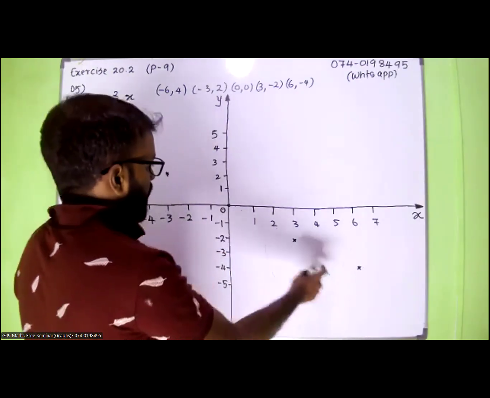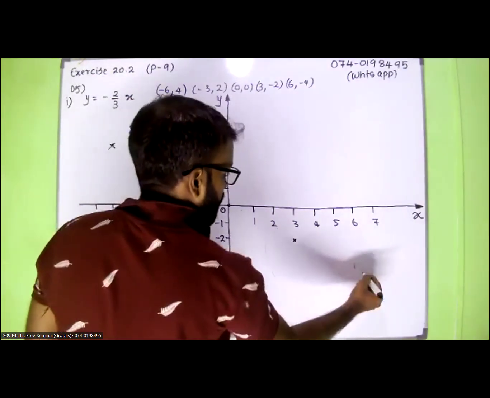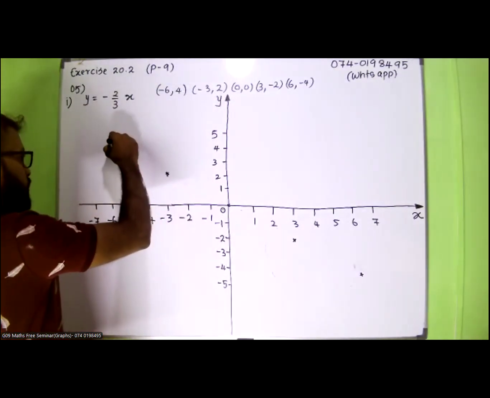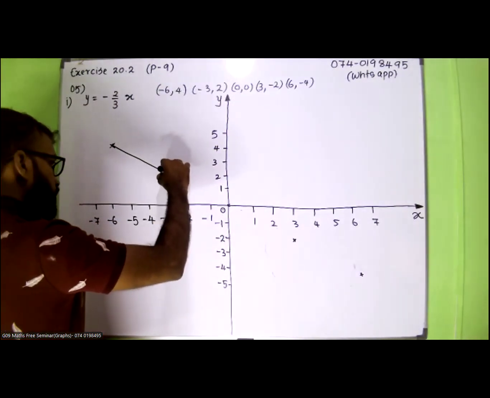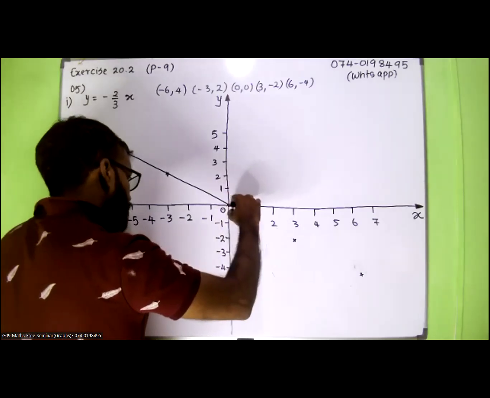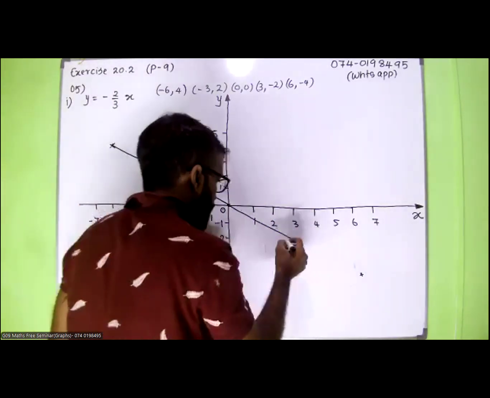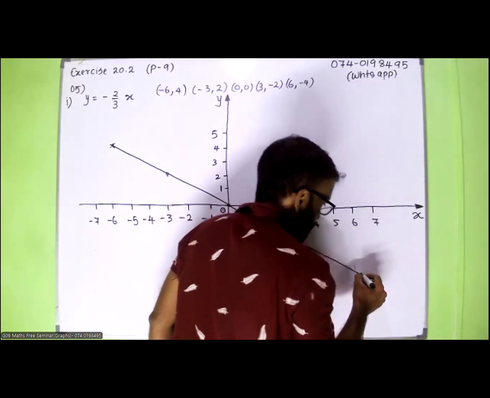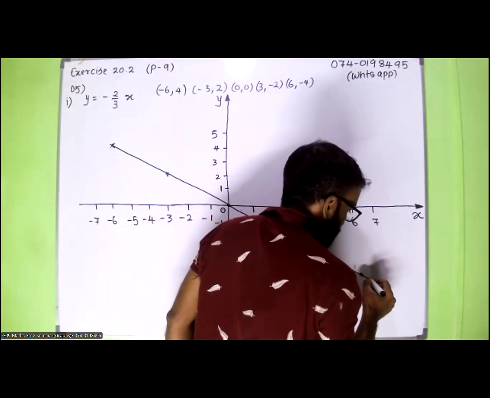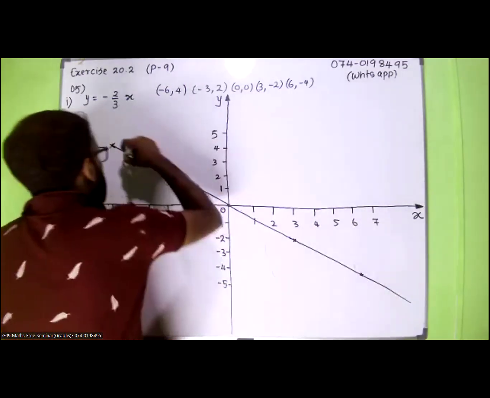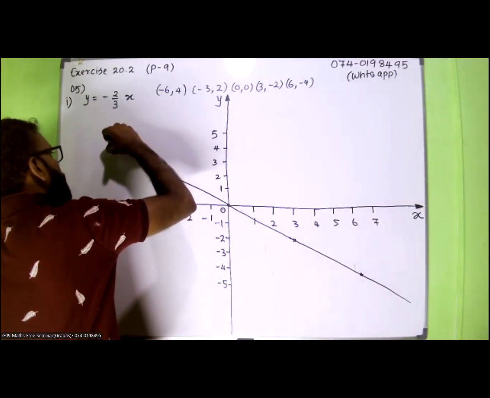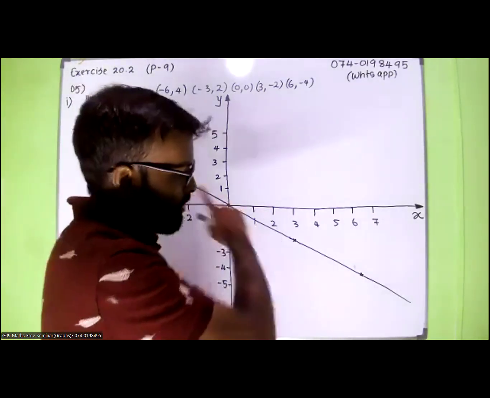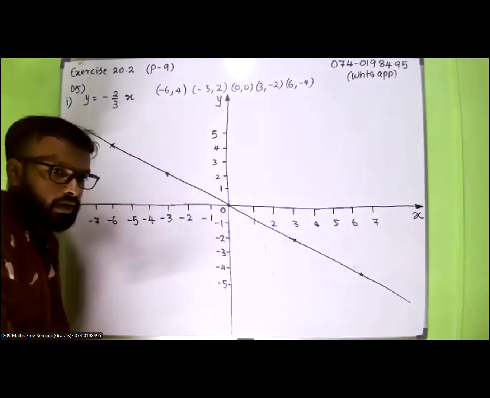Now we have the points, and we are going to join them using the ruler. If you want, you can extend the graph line until the end of the Cartesian plane.